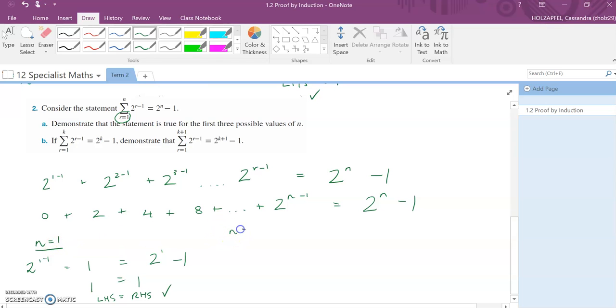Now we're going to assume that it's true for this case here. So all we're really going to do is just substitute in some values.